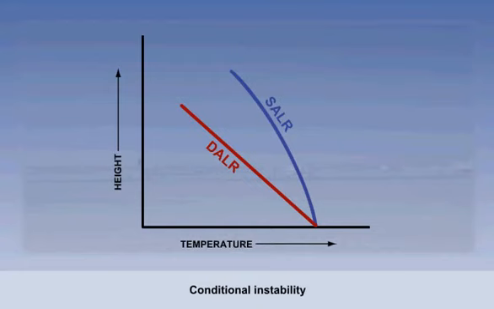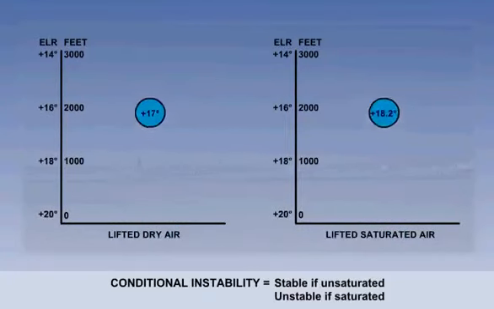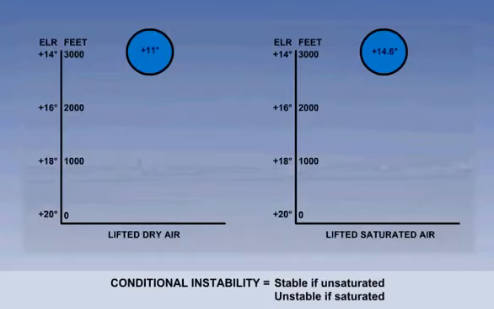The final scenario we must look at is in this part of the diagram. So the ELR is said to be conditionally unstable if the lapse rate is less than the DALR, but greater than the SALR. This is an important point about stability, which is sometimes not fully understood. The air is stable if dry, but unstable if saturated, and the situation is then called conditional instability, because the stability depends upon whether or not the parcel of air is saturated or unsaturated.